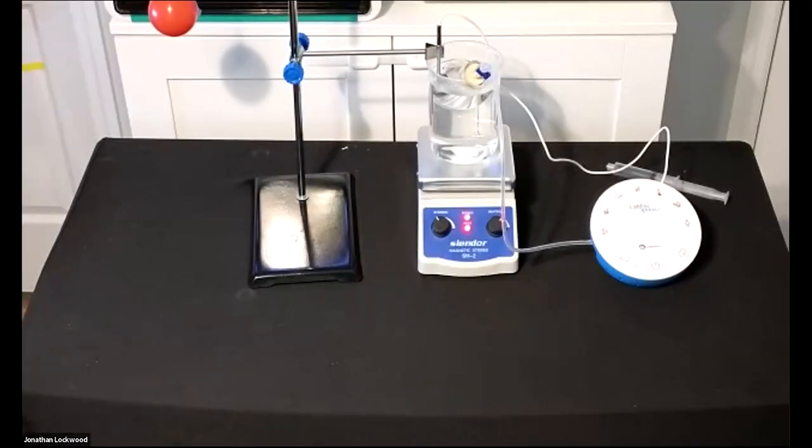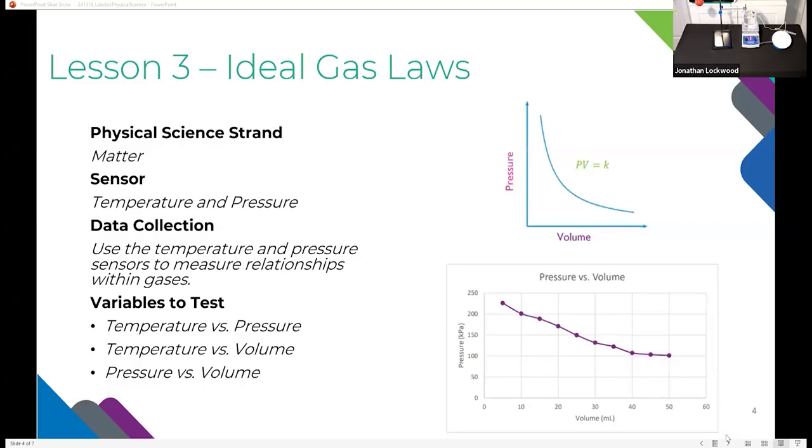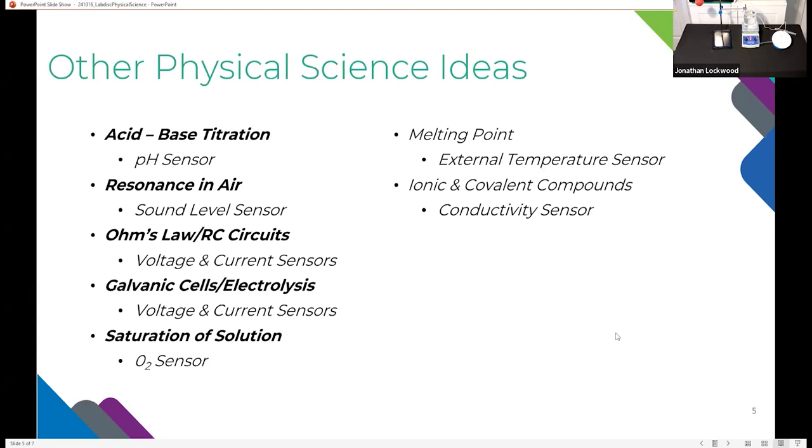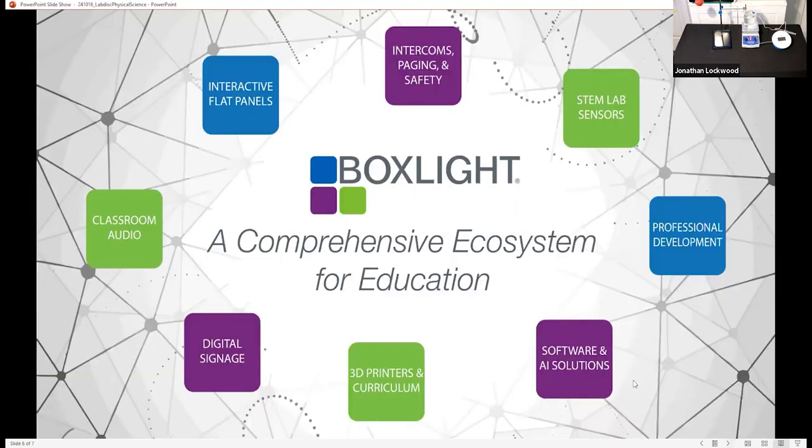And we are coming to the end of our time here. So I do want to just share a little bit of other ideas. Obviously, I didn't have time to show everything possible, but some additional things we can look at. Physical science using the Labdisc, doing acid-base titrations, talking about air resonance, measuring circuits using the voltage and current sensors, galvanic cells in chemistry class, looking at saturation of solutions, and using that O2 sensor to measure conductivity or measure that saturation of solution, and doing some experiments on melting point using the temperature sensor and ionic or covalent compounds using a conductivity sensor.